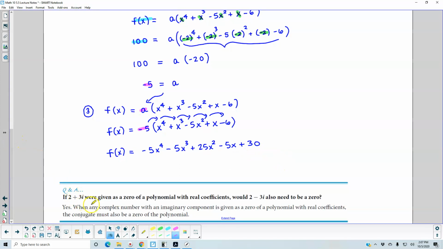Now, if 2 plus 3i were given as a zero of a polynomial with real coefficients, would 2 minus 3i also need to be a zero? The answer to that is yes. When any complex number with an imaginary component is given as a zero of a polynomial with real coefficients, the conjugate must also be a zero of the polynomial.